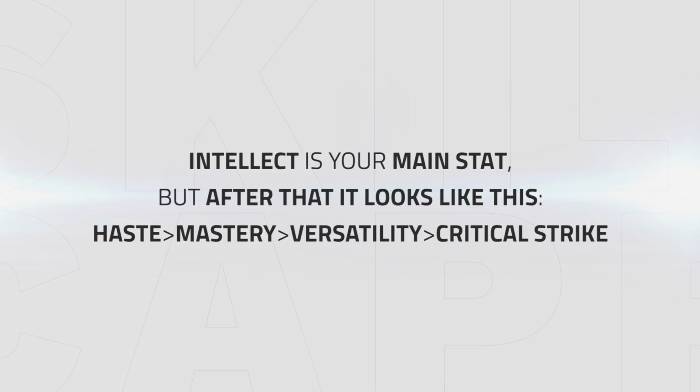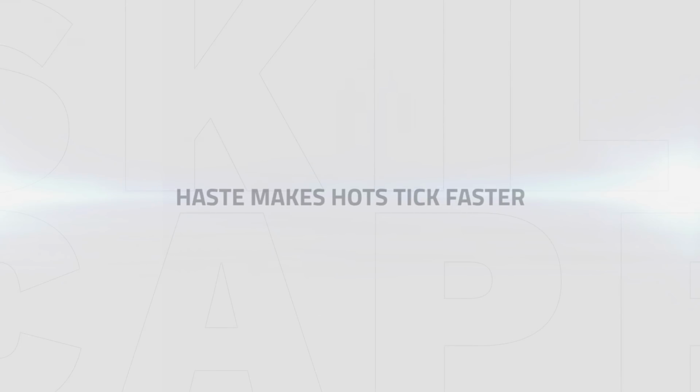Every gear piece will have Intellect, which is the main stat for all casters. After this, the priority list looks like this: Haste, Mastery, Versatility, Critical Strike. Haste makes your hots tick faster and makes you do more healing. Faster ticking hots means more and faster healing, which is why it's Resto Druid's best stat.